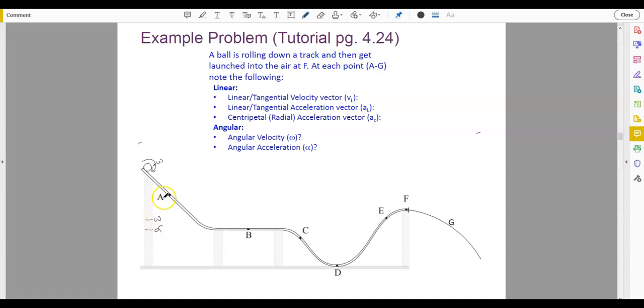All right. Now let's note the linear components. Well, it's going to be moving down the track here. So its velocity vector is going to be down the track. And its acceleration vector is going to be in the same direction for it to speed up.